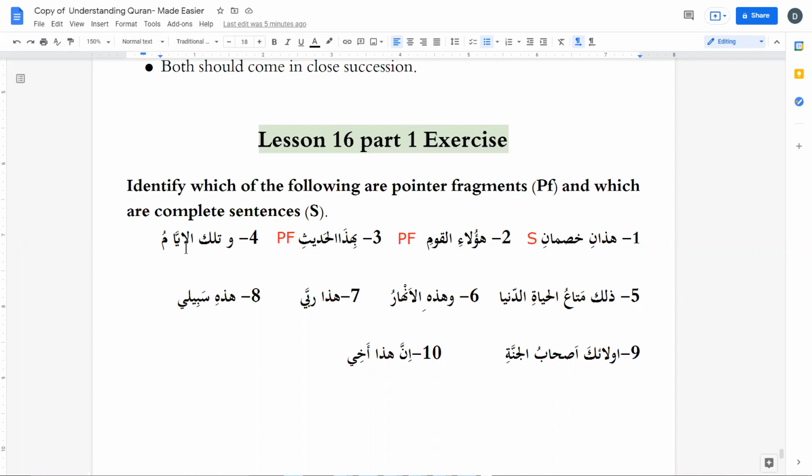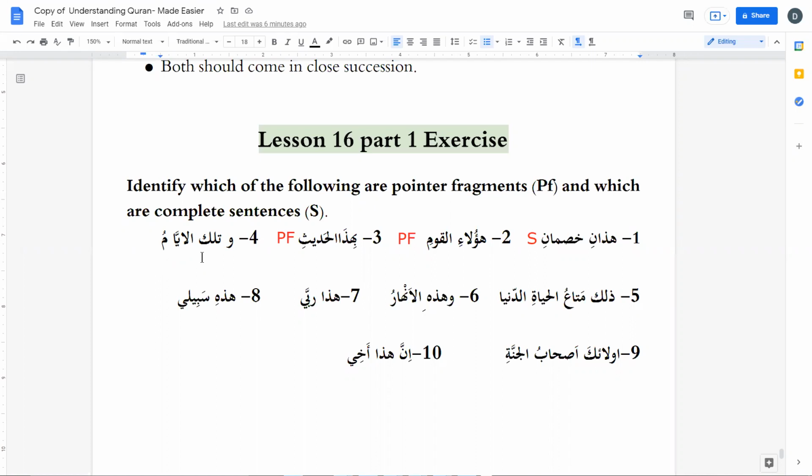Pointer fragment. Yes, this is important. Let's do the fourth one. We know that both are coming closely. One condition is fulfilled, and there's "al" on the second ism. And let's see if the properties match for this.